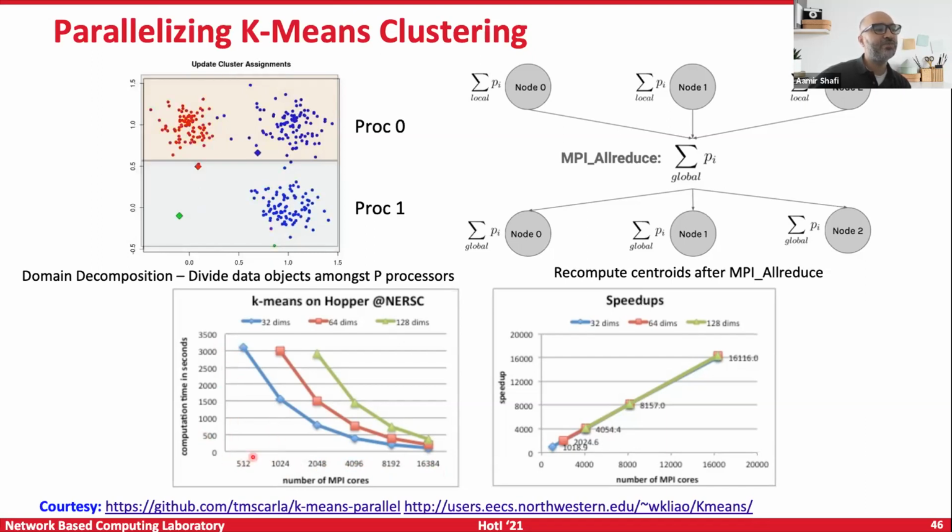As you can see, as we increase the number of MPI cores, the execution time is coming down. On the right-hand side, we are plotting the converse graph. We are plotting the speedup, which is the inverse of execution time. As we increase the number of cores, the speedup is actually increasing. So it's actually straightforward to parallelize a k-means kind of machine learning algorithm on parallel systems.